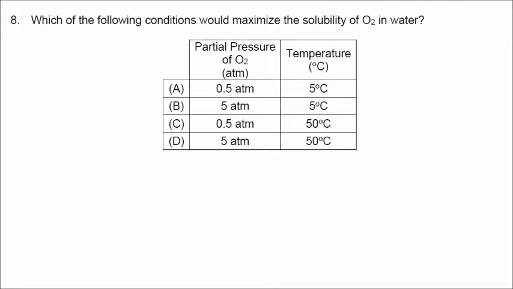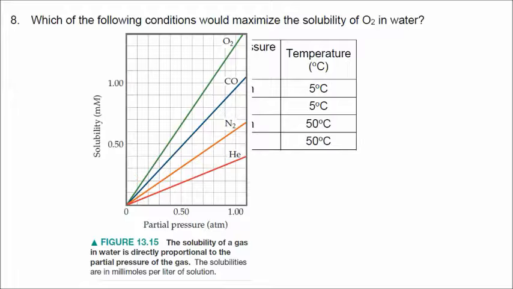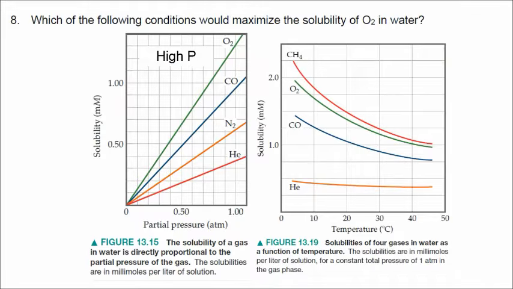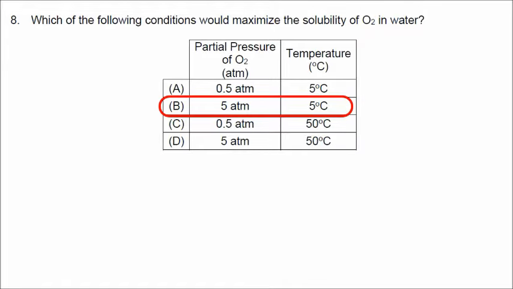Number 8, which of the following conditions would maximize the solubility of O2 in water? We've already talked about the fact that in terms of temperature, gases become more soluble at lower temperatures. So the correct answer is either A or B. What about pressure? Well, here you see in figure 13.15 that gases become more soluble as the partial pressure above the gas is increased. So we're looking for a higher pressure and a lower temperature to maximize the solubility of a gas in water. So the correct answer is B.